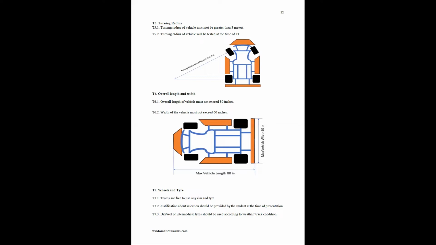Wheels and tires. Talking about the wheels and tires, teams are free to use any rim and any tire. Just keep that in mind. You have to maintain ground clearance up to 1 to 4 inches. Instead of going for dry or wet, we would recommend you to use intermediate tires so that they can support any weather or any track condition.